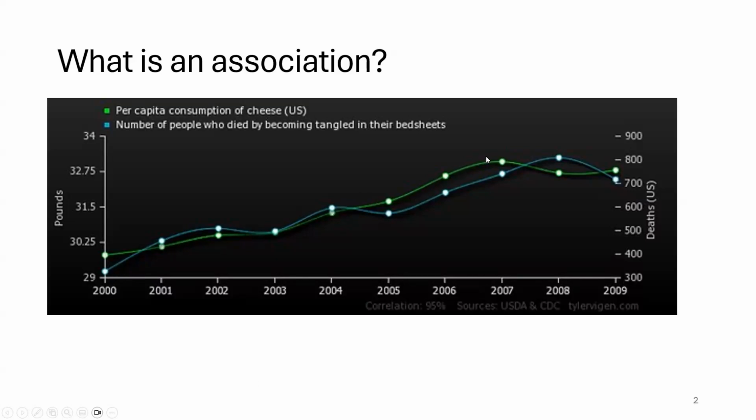For example, in this graph, we can see the per capita consumption of cheese, I know I've used a lot of cheese examples, so please forgive me there. That line is in green, and in the blue, we see the number of people who died becoming entangled in their bed sheets. So this is super correlated. They look like they're strongly associated, and that there might be a relationship between per capita consumption of cheese and people dying in their bed sheets.